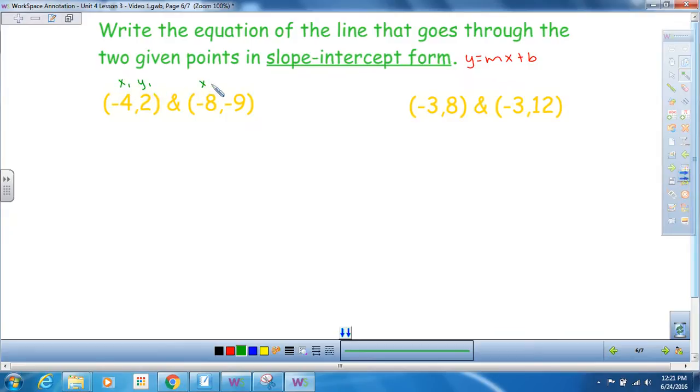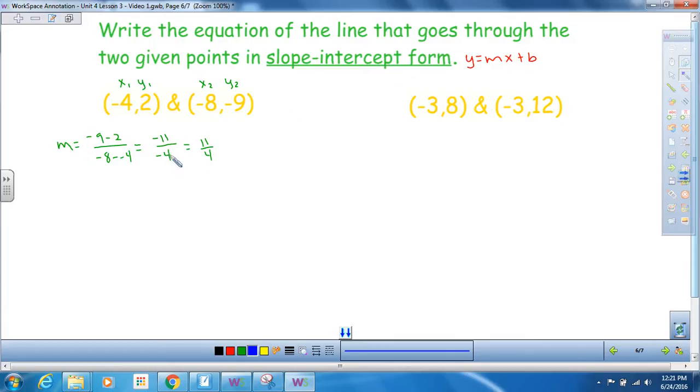I always like to label my points. So the first thing I can do is find the slope. So -9 minus 2 over -8 minus -4. Okay, -9 minus 2 is -11. -8 minus -4 is -4. So positive 11 over 4. Okay, then once I have my slope and a point, I can use point-slope form.